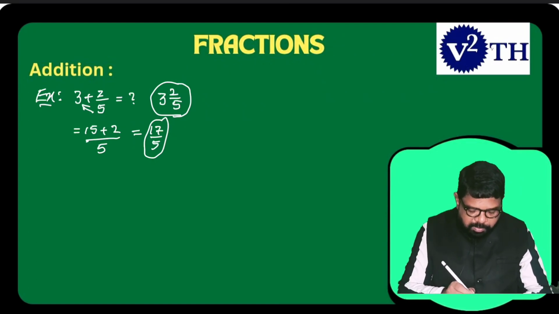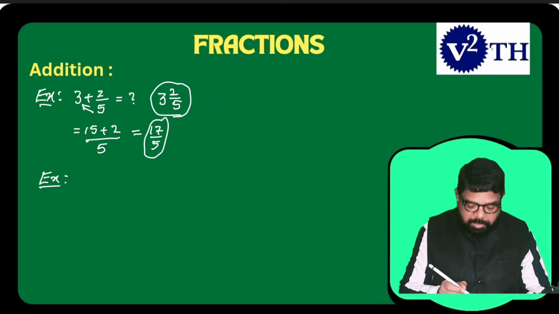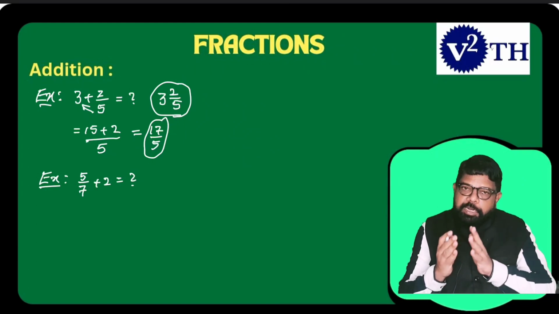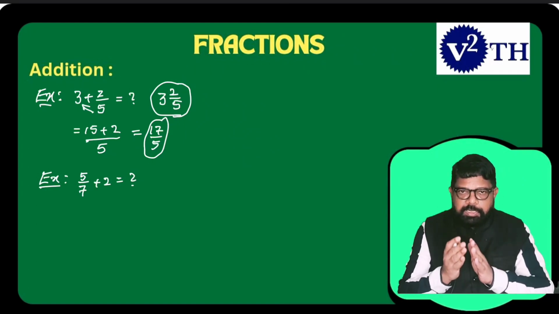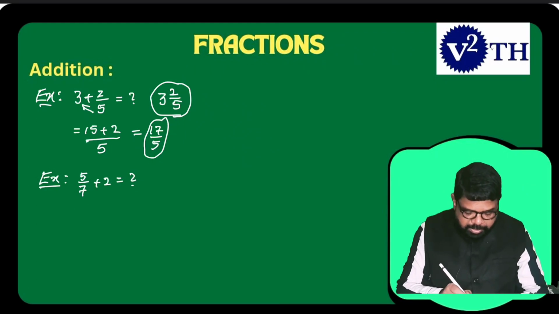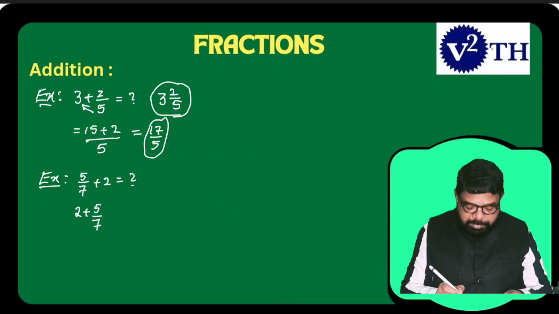So observe one more example. See here, another example. Suppose let it be 5 by 7 plus 2. What is the value of this one? Here the first is a fraction, next an integer is given. Don't take 5 plus 2, 7 by 7. So what you do, it can also be written as 2 plus 5 by 7. Now 2 plus 5 by 7 can be written as a mixed fraction 2 5 by 7.